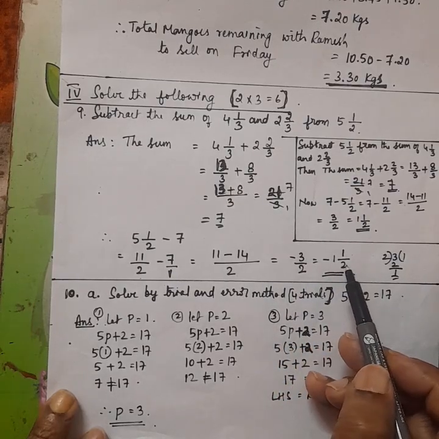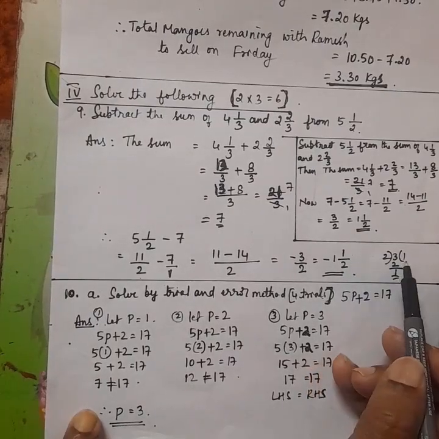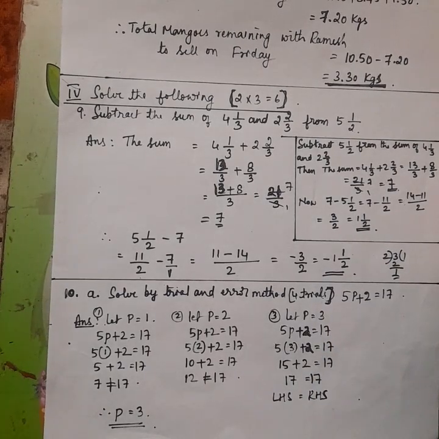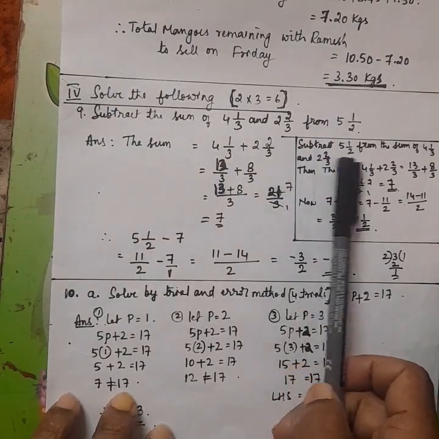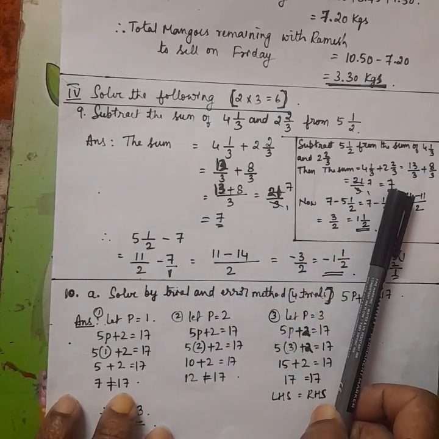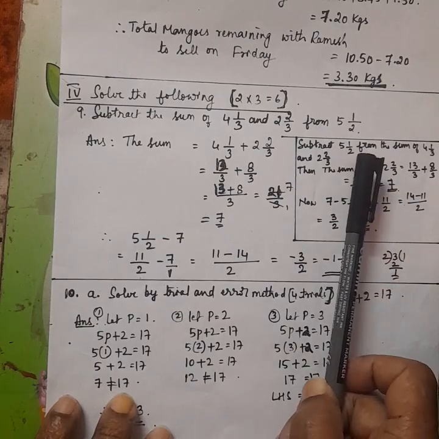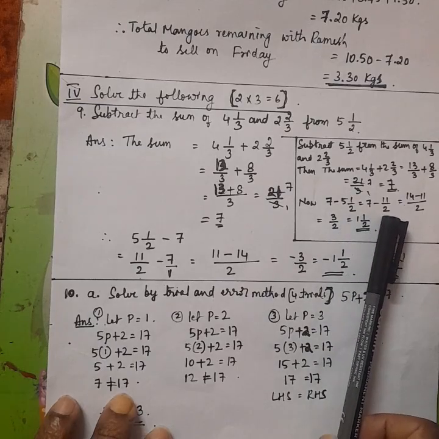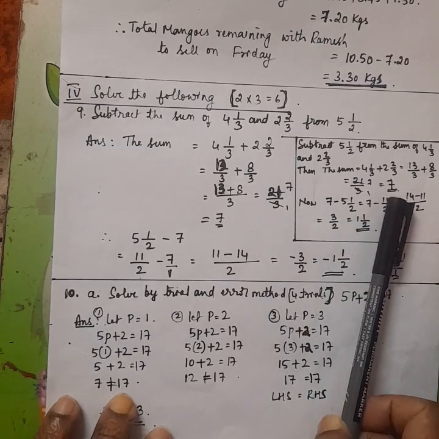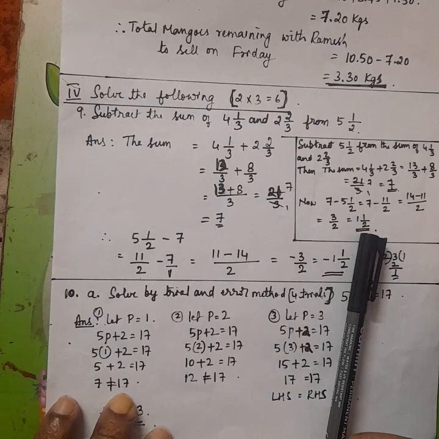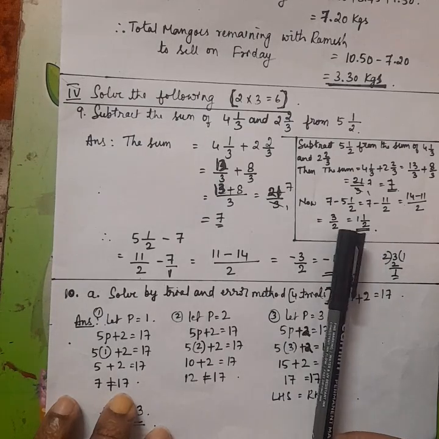When you convert this into a mixed fraction, then you will get 1 1 by 2, but the sign should be minus. If the same sum is given in the other way, that means if it is given as subtract 5 1 by 2 from the sum of 4 1 by 3 and 2 2 by 3, then we have to add these two. You will get 7. Then you subtract 5 1 by 2 from 7. Then you will get 7 minus 5 1 by 2 is equal to 7 minus 11 by 2 is equal to 3 by 2. So here the answer will be a positive number. So 1 1 by 2 will be the answer.